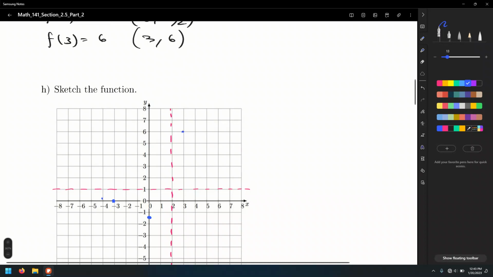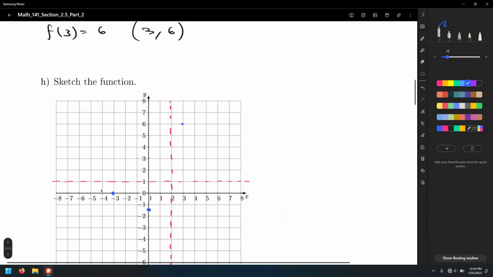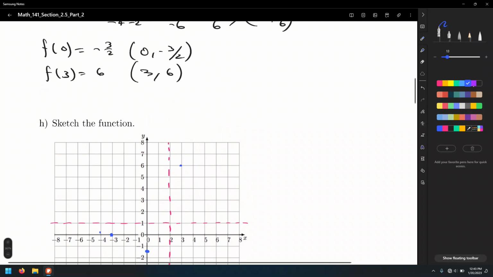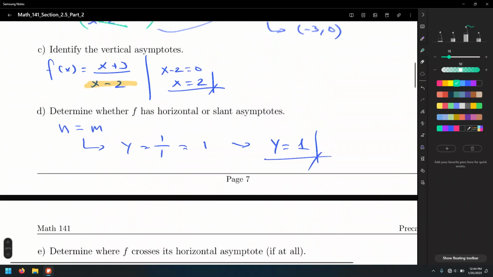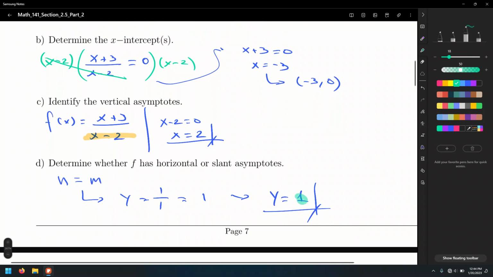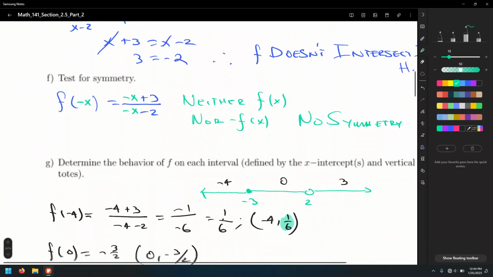So this means the first test point that we got determines that the graph is approaching the horizontal asymptote from below. How do we know that it's from below? Because, check this out. What's the y value for that test point? That's 1/6. And what's the y value of the horizontal asymptote? That's y equals 1. So clearly 1/6 is a number less than 1. So that means it's approaching from below the horizontal asymptote.